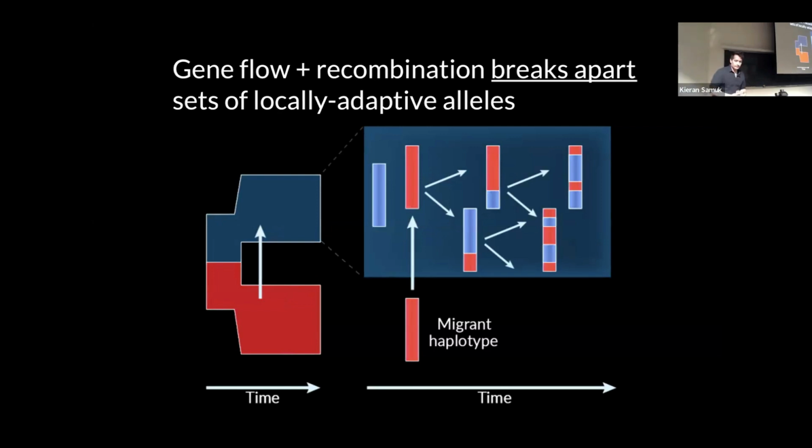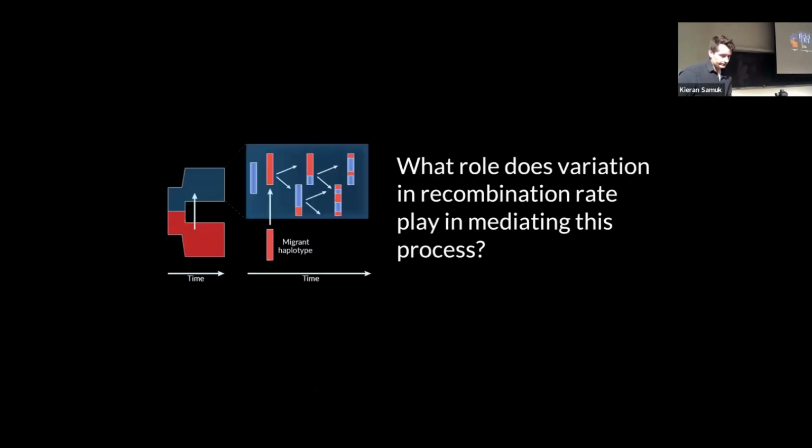So what happens when there's gene flow? Let's imagine we have some migrant haplotype here coming from the red population. If it migrates to the blue population and does not die immediately, it can interbreed with the local types. And so what this means is that recombination will start mixing up those two genomes, those red and blue genomes, and those sets of locally adapted blue alleles are all being intermixed with these maladaptive red alleles. And what we were interested in for this project is what role does variation in recombination rate along a chromosome play in mediating this process, and how this all unfolds.